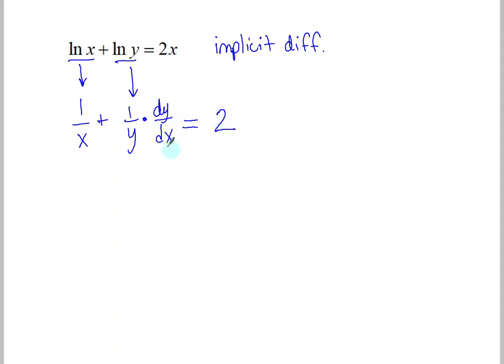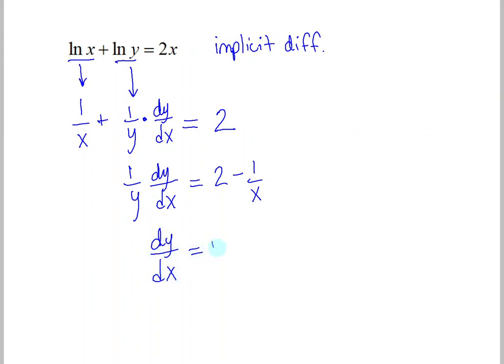Now I want to get dy/dx by itself. 1 over y dy/dx equals, I subtract 1 over x from both sides, 2 minus 1 over x, and then I need to get the 1 over y away from dy/dx, so I multiply both sides by y. dy/dx equals y multiplied by 2 minus 1 over x. And now I have the derivative dy/dx.